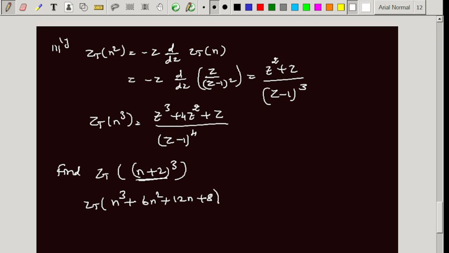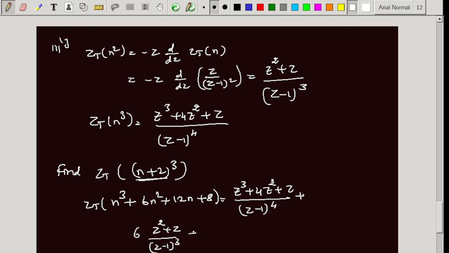Now we have the formula for n cube. N cube is nothing but z cube plus 4z square plus z divided by z minus 1 whole power 4, plus 6 times n square, which is z square plus z divided by z minus 1 whole power 3, plus 12 times z by z minus 1 whole square, plus 8, which is nothing but 8 into z transform of 1, that is z divided by z minus 1.